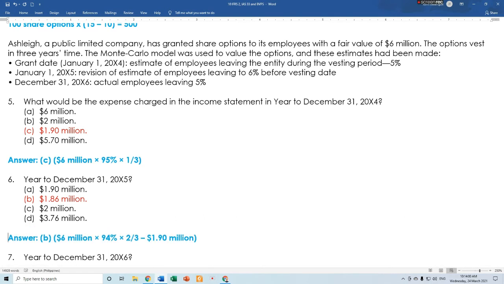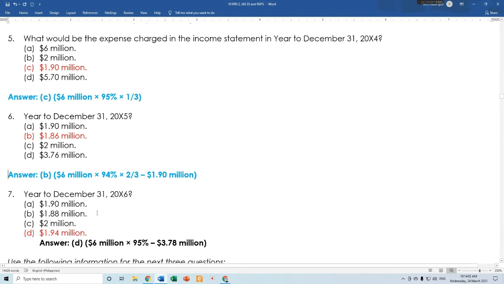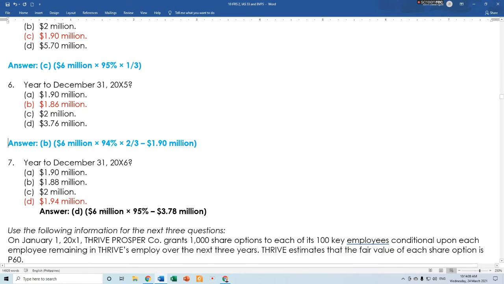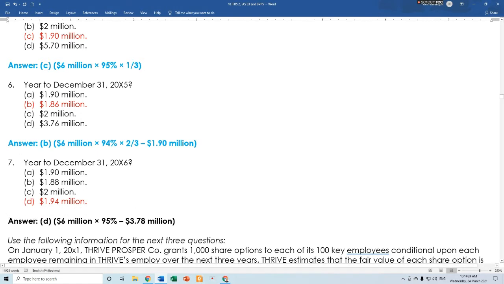So yan yung i-recognize natin na expense, kasi cumulative computation tayo. Tapos yung panghuli, sabi doon, ultimately 5% ang umalis. So basically, 95% yung na-retain. So 6 million times 95%, bawas natin yung 1.9 at saka 1.86. So ang maiiwan 1.94. So yun na yung ating expense for this period. Kaya letter D ang sagot natin. So ganun lang naman yung simple computation natin ng share-based payment.